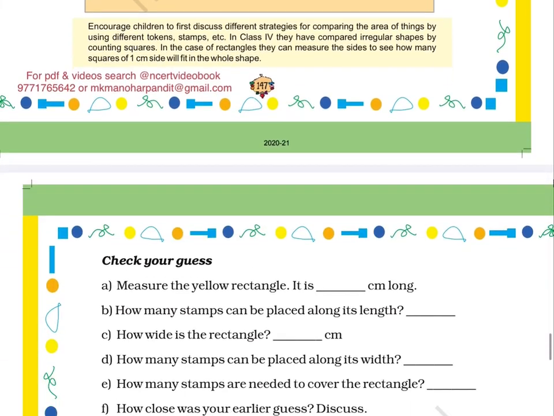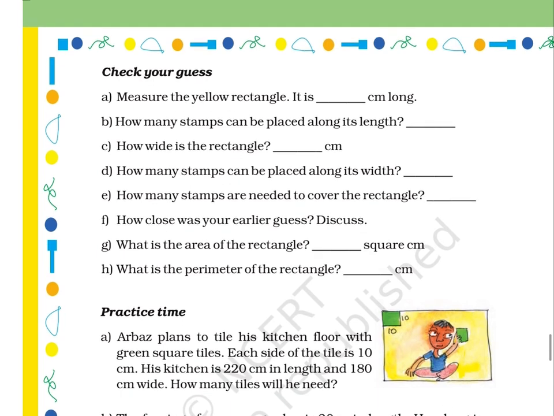Page 148. Check your guess. A. Measure the yellow rectangle. It is dash centimeters long. B. How many stamps can be placed along its length? Dash. C. How wide is the rectangle? Dash centimeters. D. How many stamps can be placed along its width?